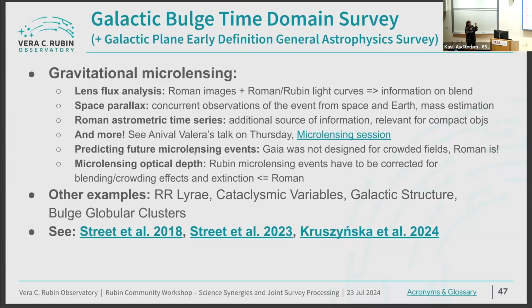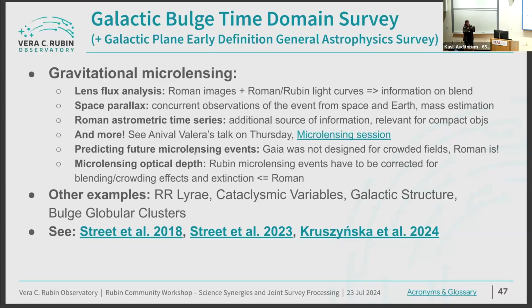a predicted microlensing event was used to constrain a model of white dwarfs. An additional thing, which is super important for microlensing, is the microlensing optical depth, which is pretty much the probability that a star in a given direction is going to be microlensed. And if we get a single image from Roman and observations from Rubin, we can correct our observations for crowding, and that would be an amazing, extremely important result for us.